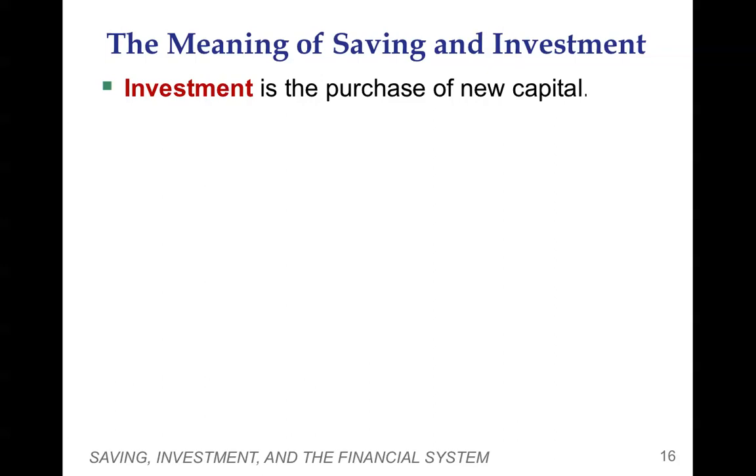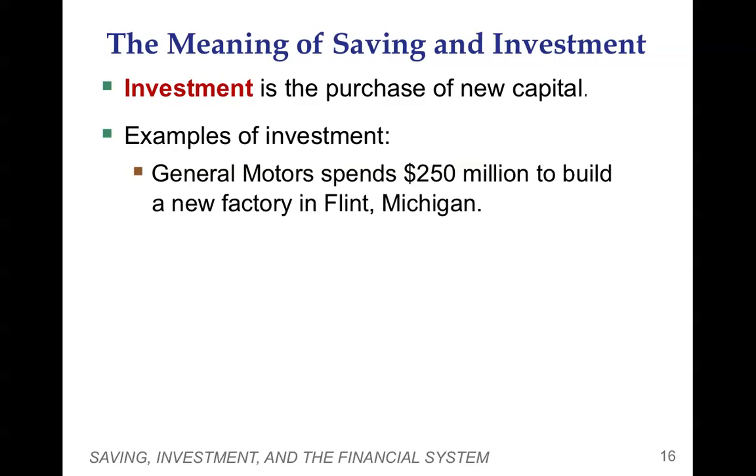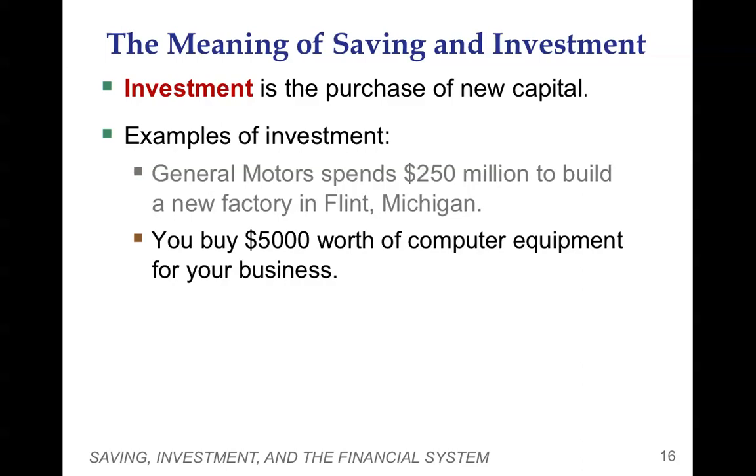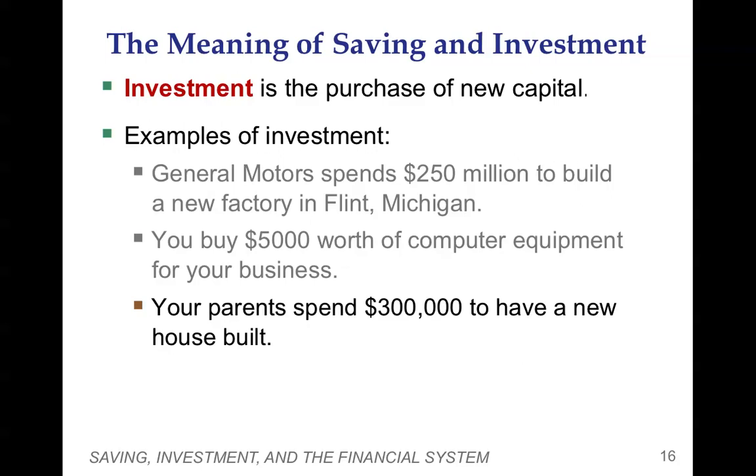Investment is the purchase of new capital. Capital in this case is things that are used to produce more things. We chatted a bit about this, I believe, in Chapter 2. Examples of investment: General Motors spends $250 million to build a new factory in Flint, Michigan. You buy $5,000 worth of computer equipment for your business. Your parents spend $300,000 to have a new house built.